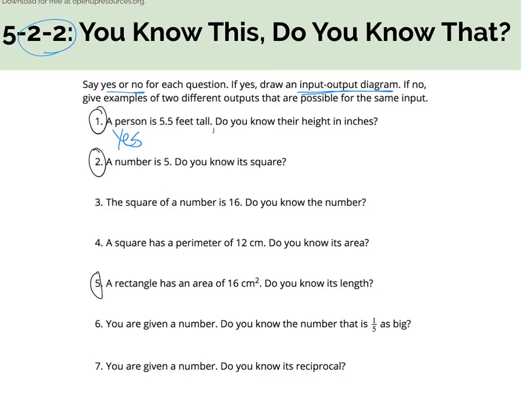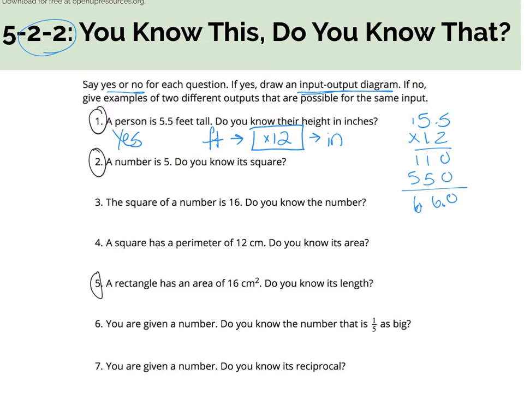So we would take however many feet tall they are, and in our input-output diagram, we're going to have our rule in the middle. And what do we need to do to figure out inches? Well, we would take however many feet they are, and we would multiply that by 12. Now, just to double check, if they start out 5.5 feet tall, we're going to multiply by 12 to convert that to inches. As I go through my work here, the decimal is going to go right there, and I would end up with 66 inches tall, which, yes, makes sense. So this right here is my input-output diagram.